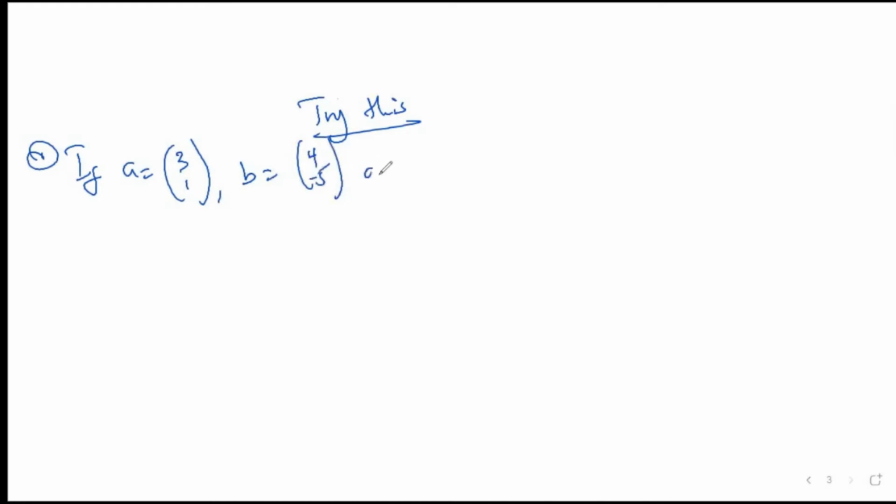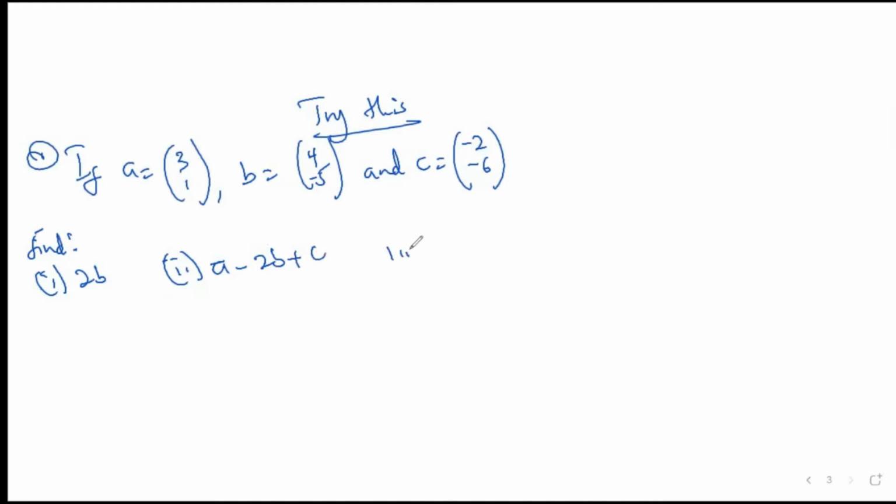Okay, so now do this and let's see. Try this. First one: if A is equal to the coordinate (3, 1), B is equal to (4, -5), and C is equal to (-2, -6), find A minus 2B plus C, and 2 bracket A plus B. So do this, and quickly go through it.